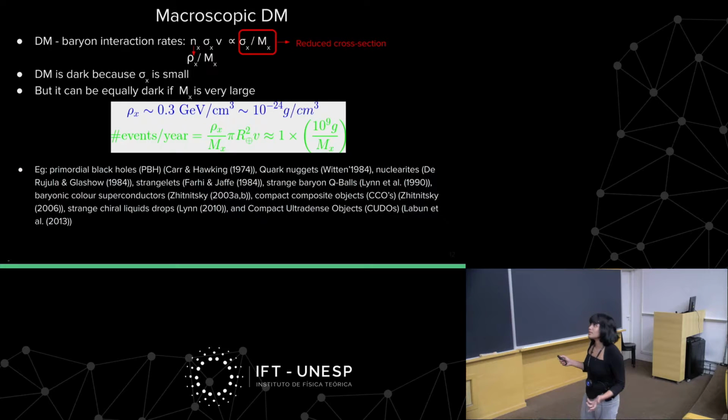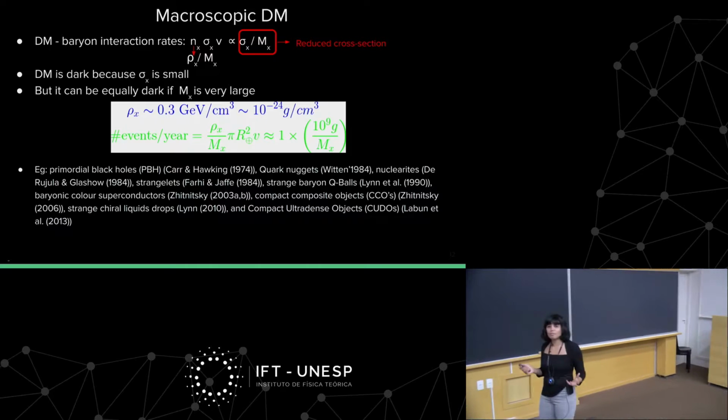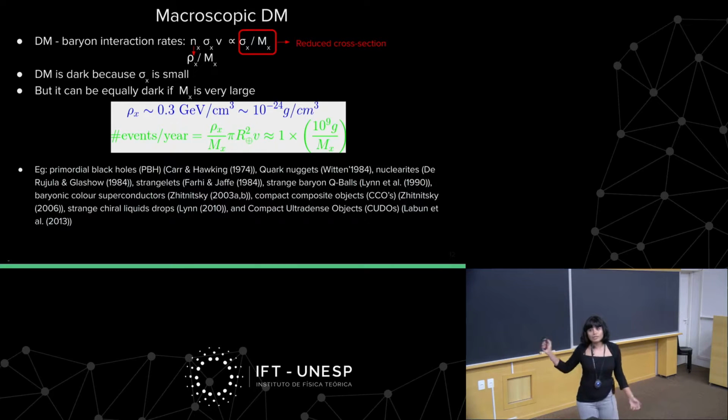Usually we say this cross section is very, very small, and that's why dark matter is really dark. But you could also have the same small interaction rate by making the masses very high. You scale them up to almost Planck scale, and you can have massive objects there. And you could still end up with small cross sections.